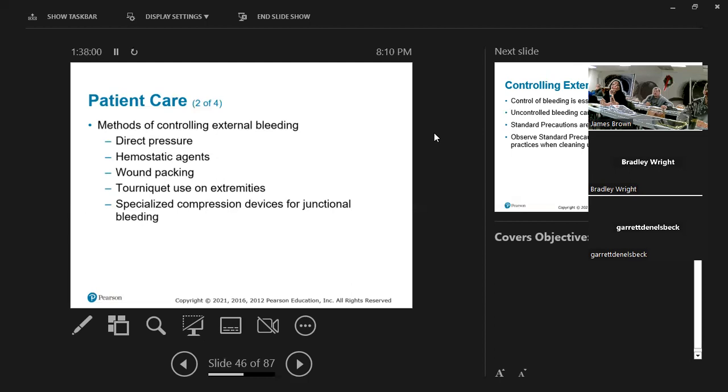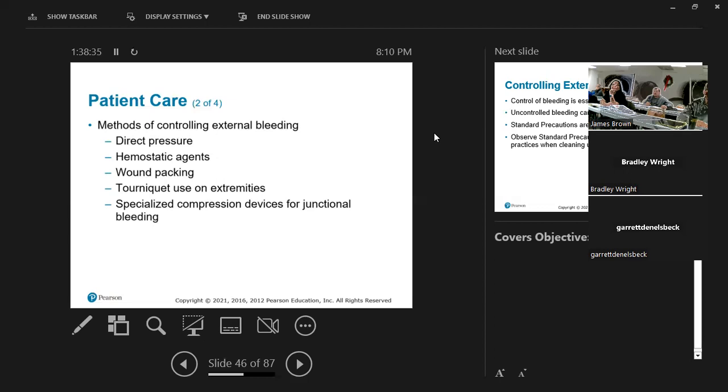Okay. So methods in controlling external bleeding, obviously direct pressure. We've been talking about that. Even if it's just a gloved hand, putting it onto a wound just so you can put pressure on it, that helps. Hemostatic agents. So this would be like your QuikClot, your Celox. All of those things have, I don't know what you would call it, additional stuff impregnated into the bandage to help with the clotting factors.